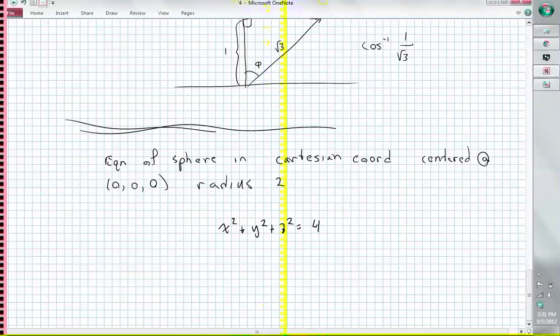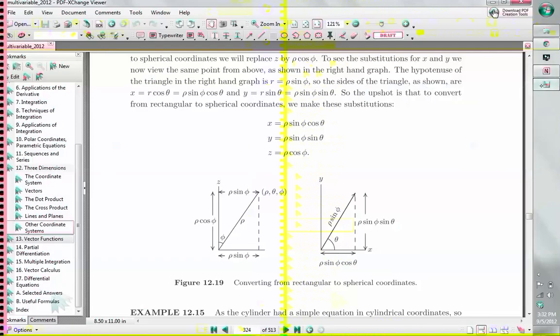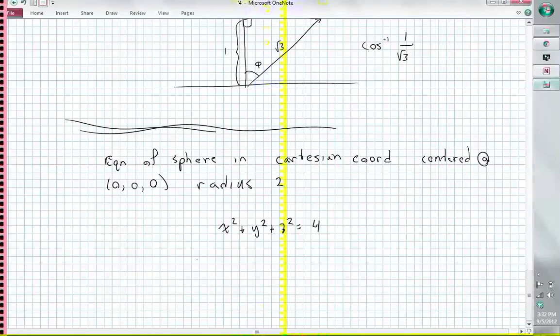What does that equation look like in spherical coordinates? In other words, what does it look like if I use the variables rho, theta, and phi? Well, it's actually not that hard to figure out because all you have to do is use this substitution. Everywhere you see an x, use rho sine phi cosine theta. Everywhere you see a y, everywhere you see a z, make those substitutions. Let's do that. It's pretty cool.